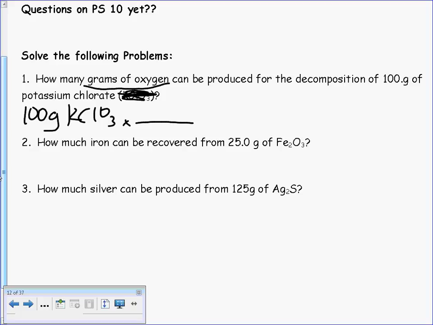What's the molar mass of potassium chlorate? Who's already got that? Anybody? What's potassium's mass? 39.1, plus chlorine's mass, looking at the periodic table, 35.45, plus 3 oxygens, each weighing 16. So what's the molar mass? 122.55. I got you guys.